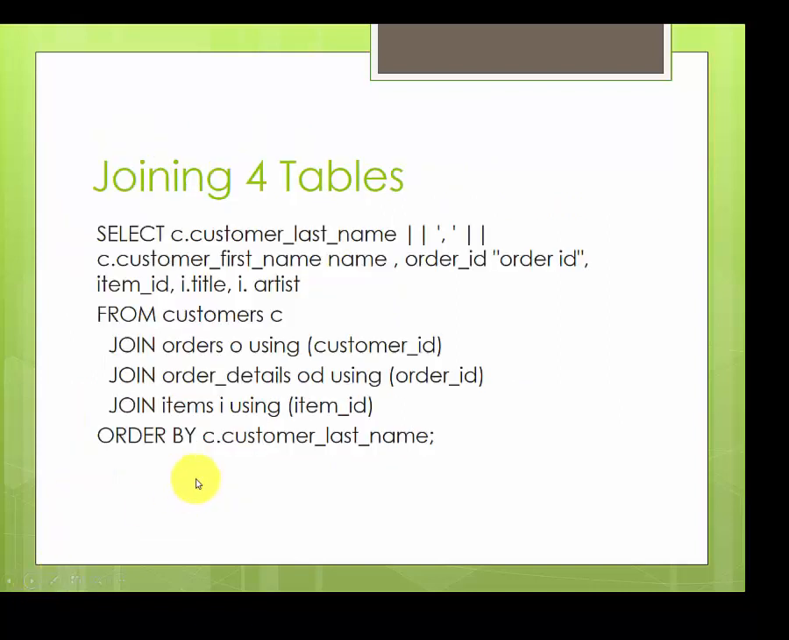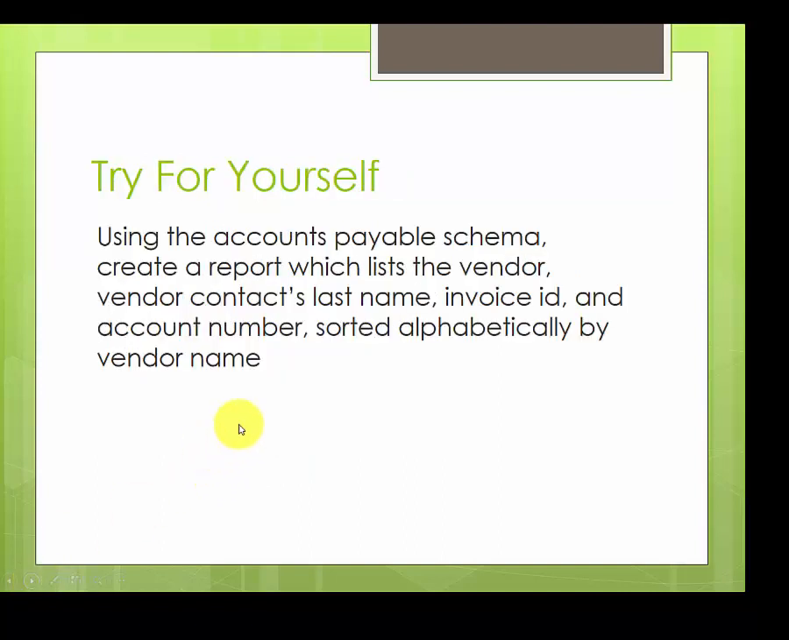The last one that I wanted to talk about is joining four tables, using the using statement. So we are going to join customers with orders using customer ID, order detail using order ID, items using item ID. It's similar to what we saw in the previous one, but this is just join using. And these are four tables. If you're joining four tables, you're going to have one minus that join statements. So go ahead and try it for yourself.